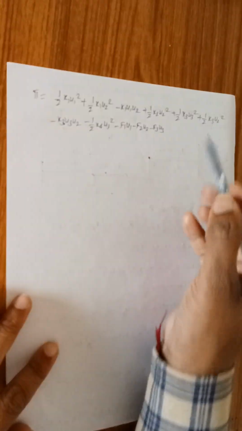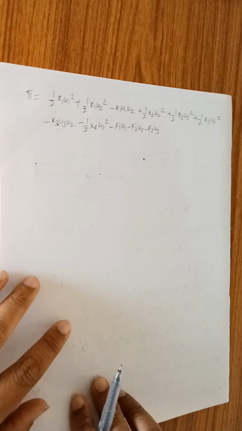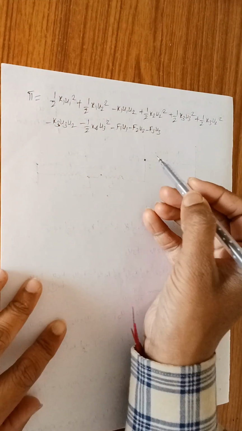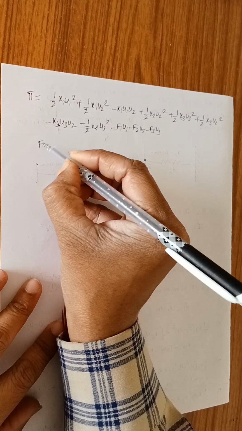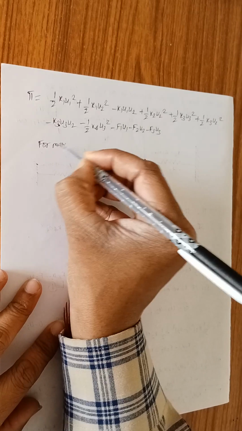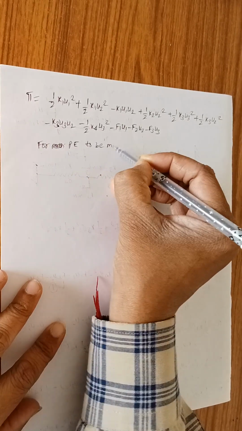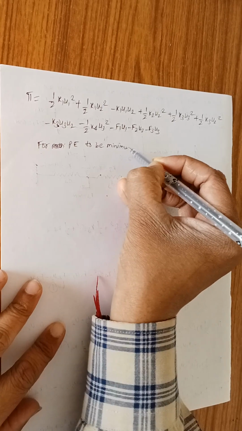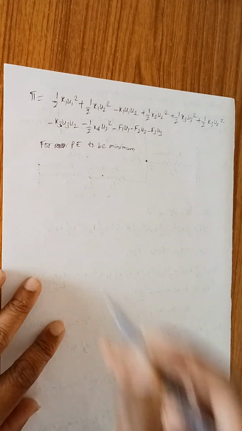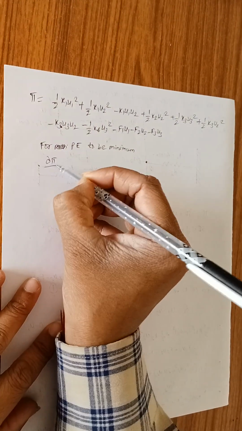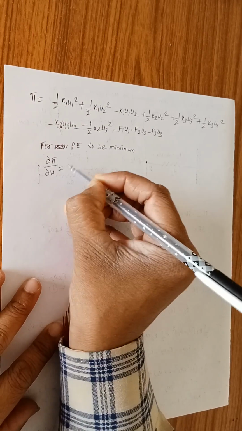Fine, now I have written the entire equation, whatever was written in the previous page. So this pi equation, now I have written it over completely here. So this is the complete simplified equation of pi. Now for potential energy PE to be minimum, because we are solving this with respect to the minimum potential energy method, for this potential energy to be minimum, this dou pi by dou u must be equal to 0.